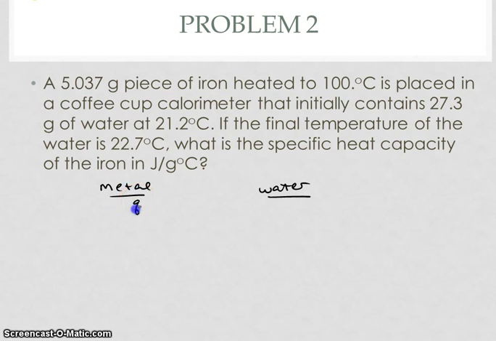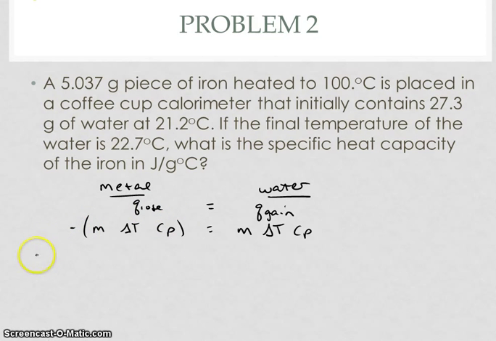The metal is going to lose energy. The water is going to gain energy. And theoretically, the energy lost by the metal will equal the energy gained by the water. So mass times the change in temperature times the specific heat for the metal will equal the mass times the change in temperature times the specific heat for the water. Now, since we're losing energy here, we're going to put a negative sign.